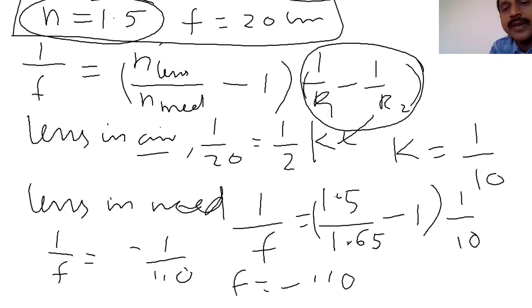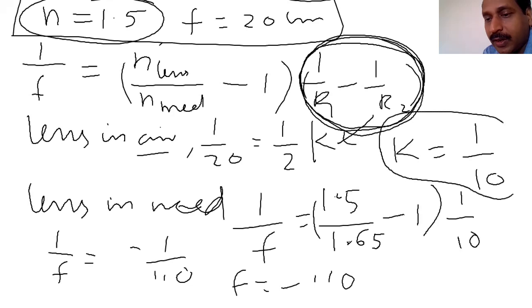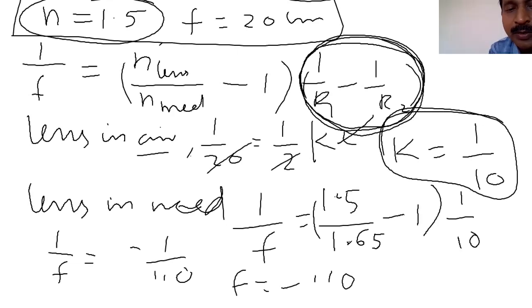What is K here? What is substituted as K? What is the value of K? If your video thumbnail is shifted somewhere else, you can get it from 20 and 2. It will come as 10, so K is equal to 1/10. This is a very important question. So many years asked for the board.